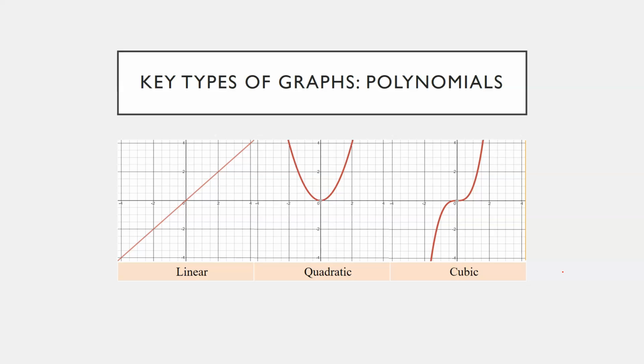These three are just the basic ones. So our first one has a gradient of 1 and goes through the origin. Our second one is a simple y equals x squared. And our third one is a simple y equals x cubed. There are many ways that these can be transformed, which again we'll consider in another video.